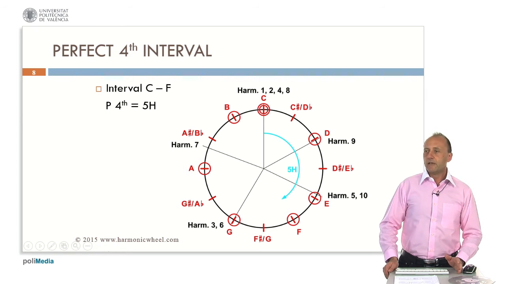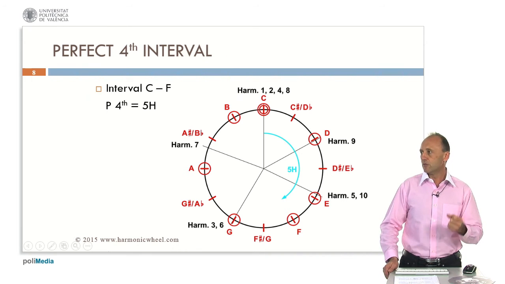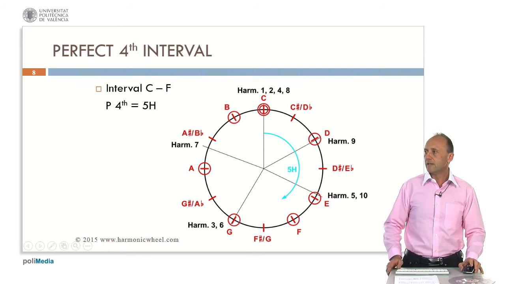We can form the perfect fourth interval starting with note C. In that case, we have to count 4 natural notes, C, D, E, F, and because this interval has 5 half steps, it is directly a perfect fourth.